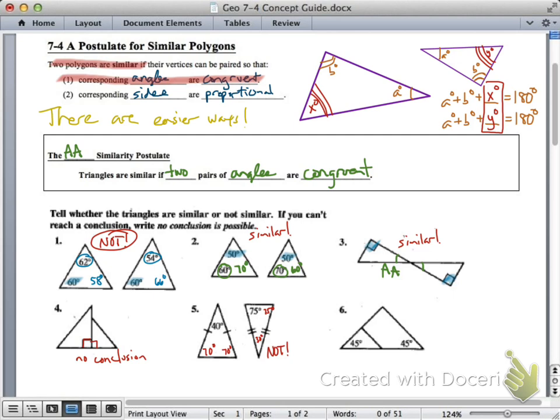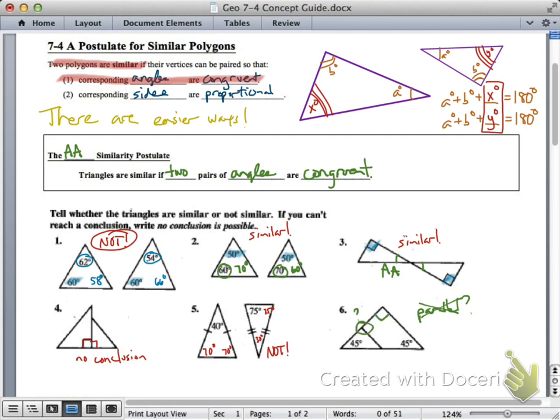Okay, on number six, we have two triangles. You see one little triangle inside the big triangle. And we have 45-degree angles. It would be helpful if we knew we had parallel lines. That would give us some corresponding angles that are congruent. But are they parallel? We don't know, so we can't say that we have corresponding angles that are congruent.